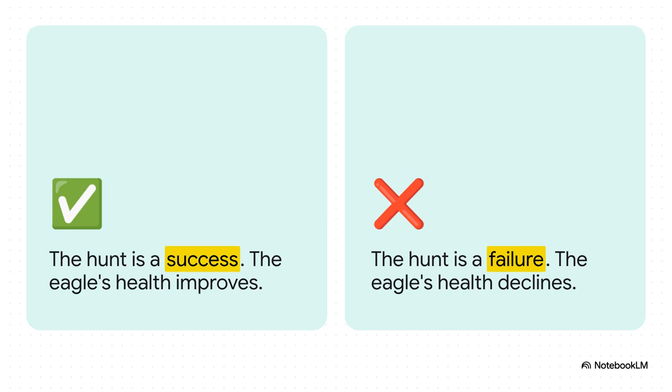This is where that element of chance really comes in. If the roll of the dice says the hunt is a success, fantastic. The eagle's health status might get a nice boost, maybe from weak to average. But if it fails, that health bar starts to drop. And a few failed hunts in a row, that could be a disaster.